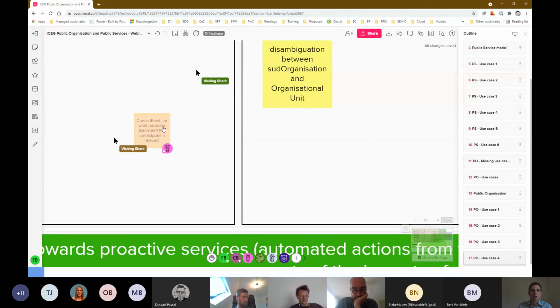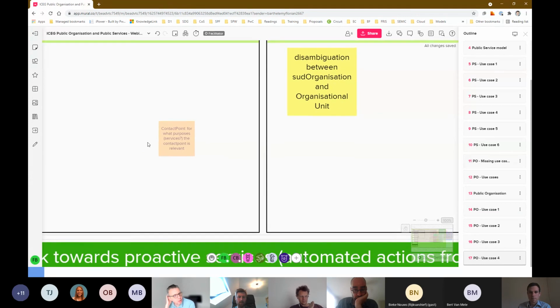So making a link between the contact point and the purpose. Why should we contact that person? And probably this is also relevant for the address, as we said earlier. What is the purpose of this address? But I think both are related. Yes, it's the same thing.